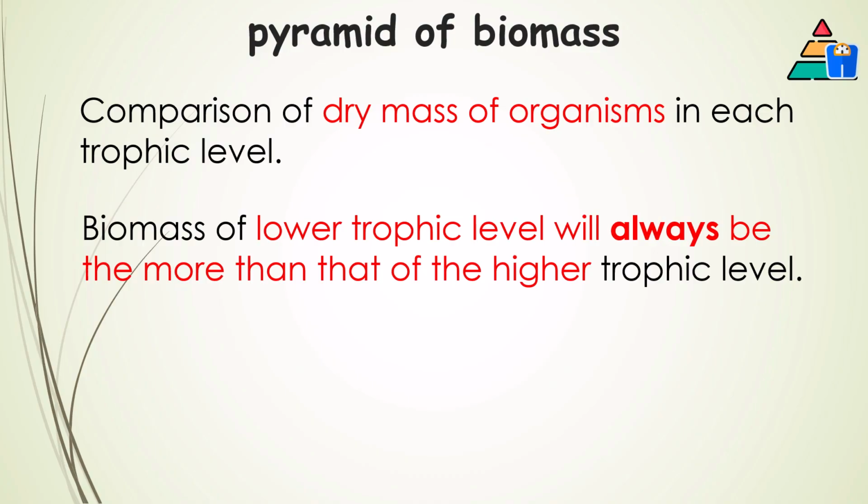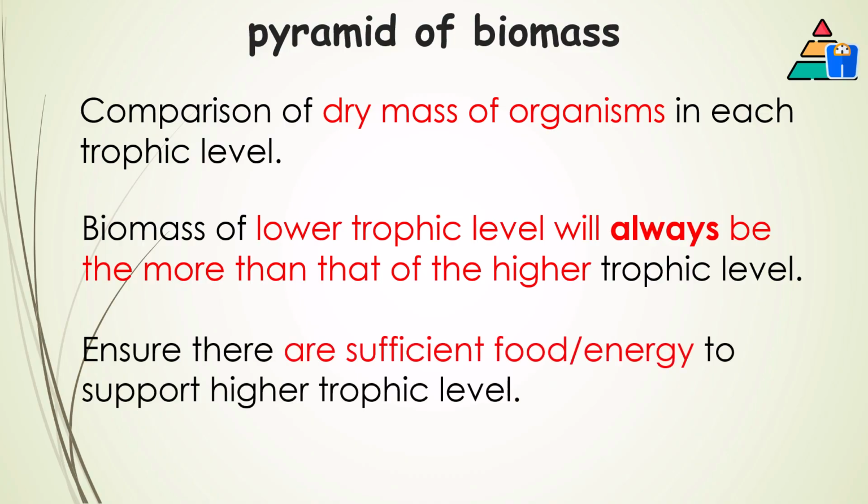So the wider base or larger biomass of the lower trophic level ensures there is sufficient food or energy to support the higher trophic levels, since on average only 10% of energy flows from one trophic level to the next. If an upper level is higher, it might lead to overfeeding of the trophic level below, leading to the collapse of a whole food chain.